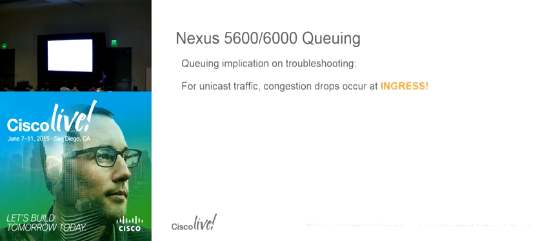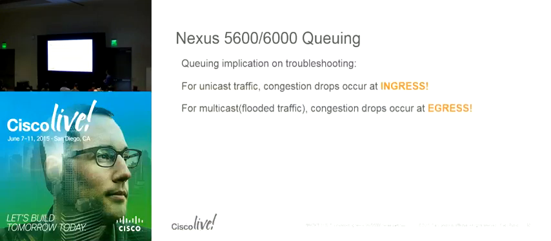So these are our queuing implications. Like when you're troubleshooting something, for unicast traffic, if there's a congestion on egress, the drops happen on ingress, because that's where most of our buffering is. And for multicast traffic, if there is a congestion, the drops occur on egress because there's no buffer on ingress for multicast.